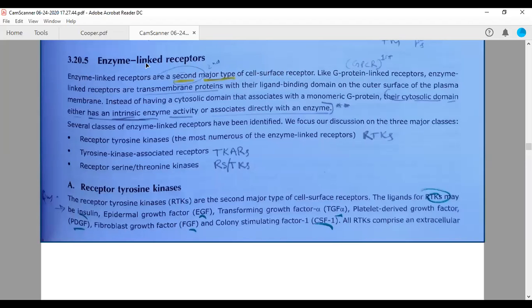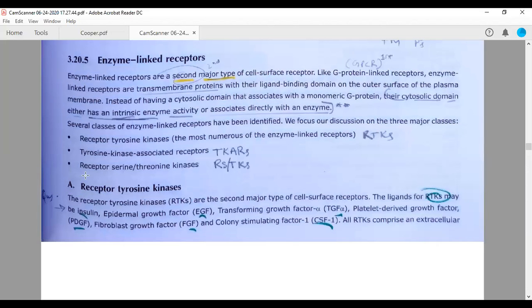And one type of enzyme-linked receptors are the receptor tyrosine kinases. Besides receptor tyrosine kinases, there are two more families. One is called tyrosine kinase associated receptors, and one is called receptor serine threonine kinases. So we will start with the discussion of how these were discovered, what the major advantages of their discovery are in cell signaling, and the understanding of cell signaling pathways. All that we will discuss in today's class.